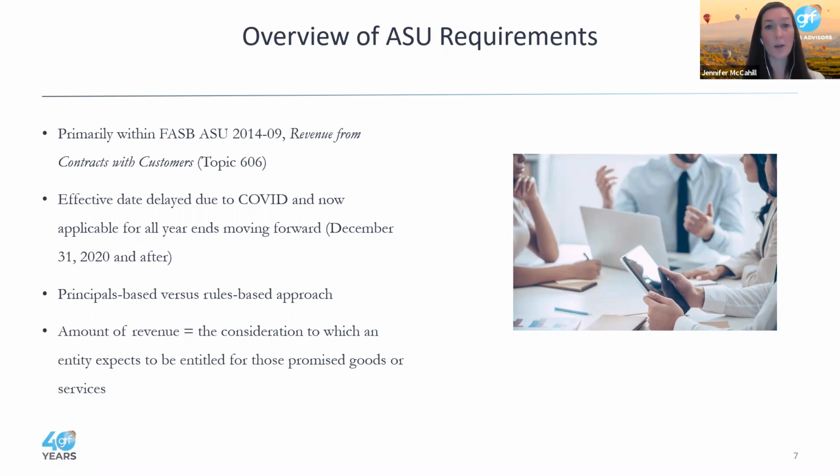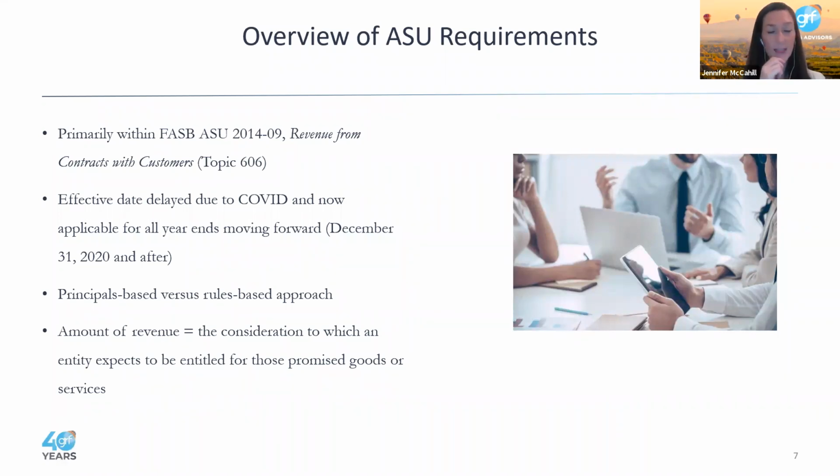Although there are a number of ASUs that address revenue recognition with contracts from customers, the primary ASU that we'll be talking about and focusing on is ASU 2014-09, or Topic 606. The effective date for non-public entities was delayed a number of times. December 31st, 2019 year ends were required to implement it until COVID hit, and then it was delayed yet another year. So we're now at the point where all fiscal year ends December 31st, 2020, and moving forward are required to implement this new revenue recognition standard.